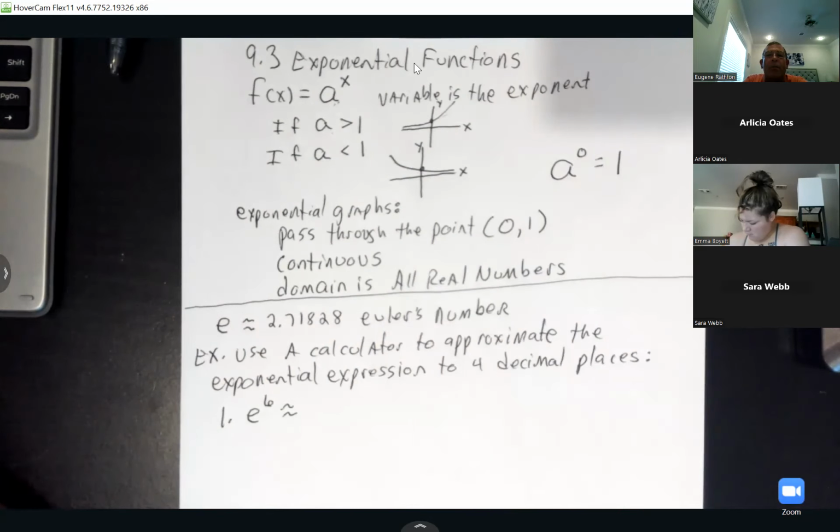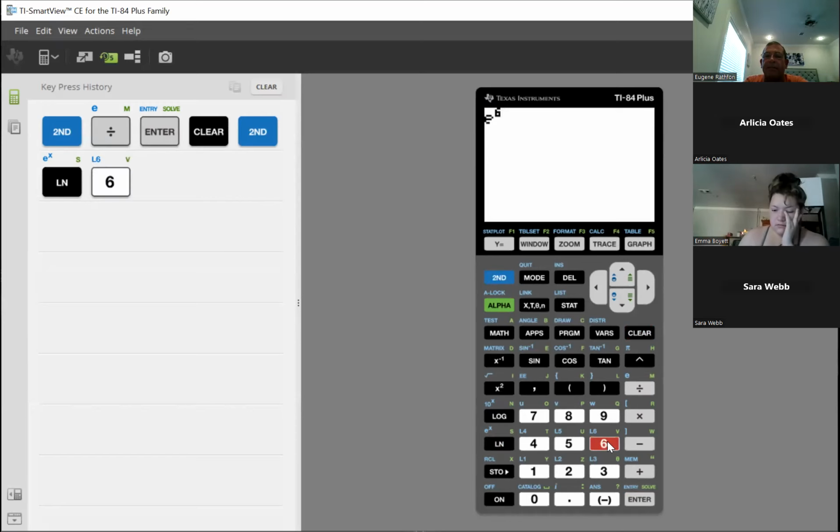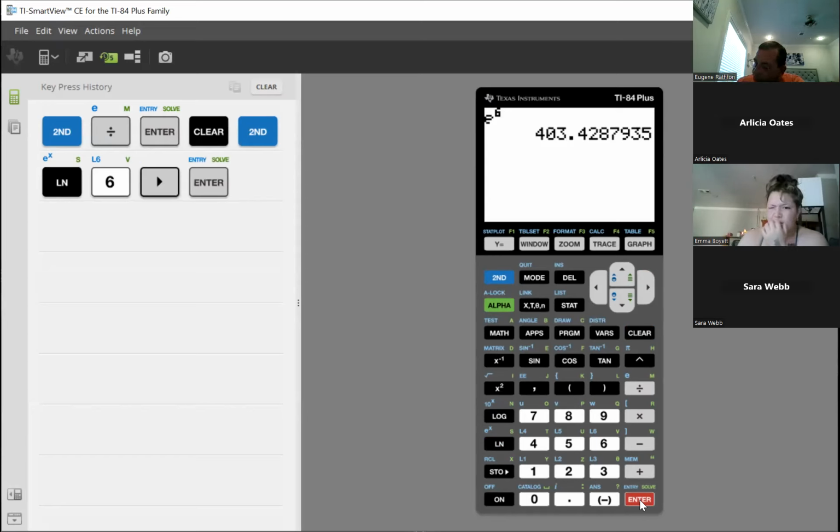So for E to the 6th, I'm going to go to my calculator. And I'm going to use the E above the LN. So I'm going to hit second LN. That pulls up my E, and my exponent was a 6. So now I'm going to hit enter and see what it gives me. Now remember, they want me to round this to 4 places after the decimal. So I'm going to have the 403 point. So the 4th number is a 7.